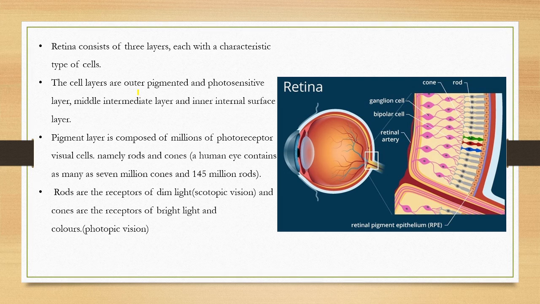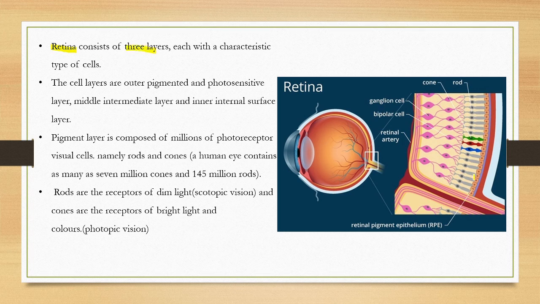As you know, the structure of eye has three layers: the outermost sclera layer, the middle choroid layer, and there is an innermost layer that is called the retina. And the retina itself has three layers.